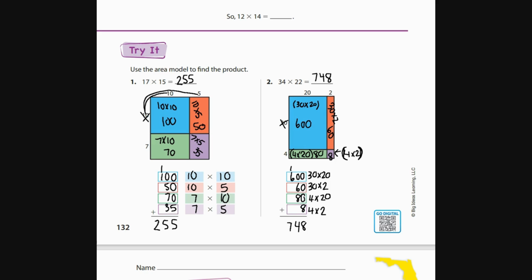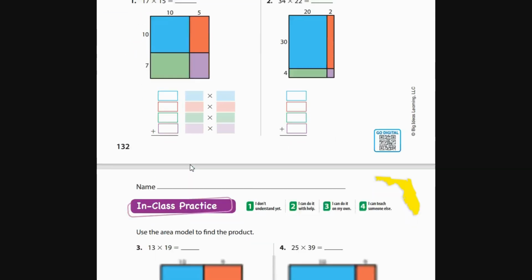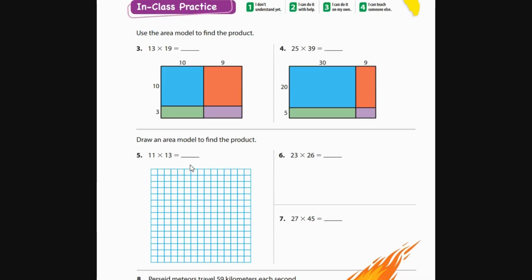All right, and we are almost done with this lesson because the rest of it is mostly practice. So let's just do a few more questions for practice and we are done. All right, number 3, same thing.